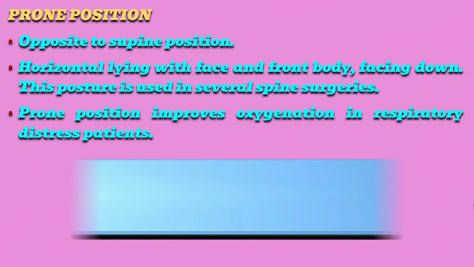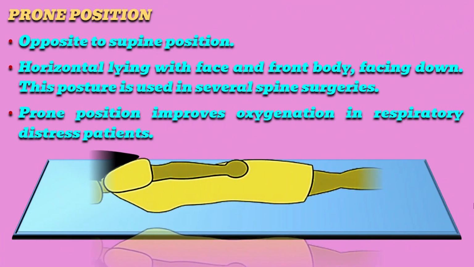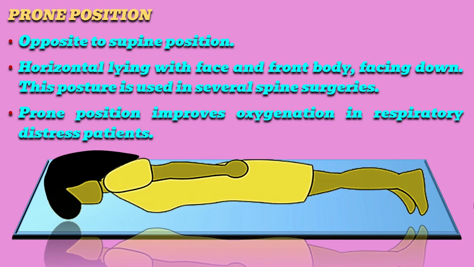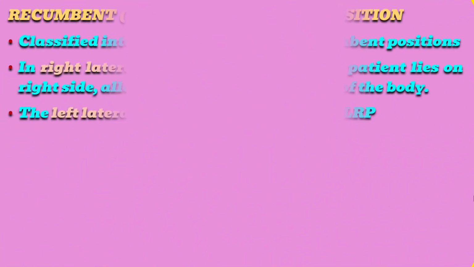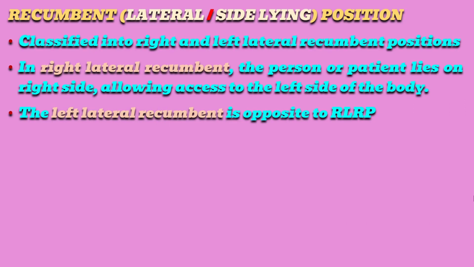What is the prone position? This position is opposite to the supine position. It is a horizontal lying posture with face and front of the body facing downwards. This posture is used in several spine surgeries. Normally, the prone position improves the oxygenation in respiratory distress patients.